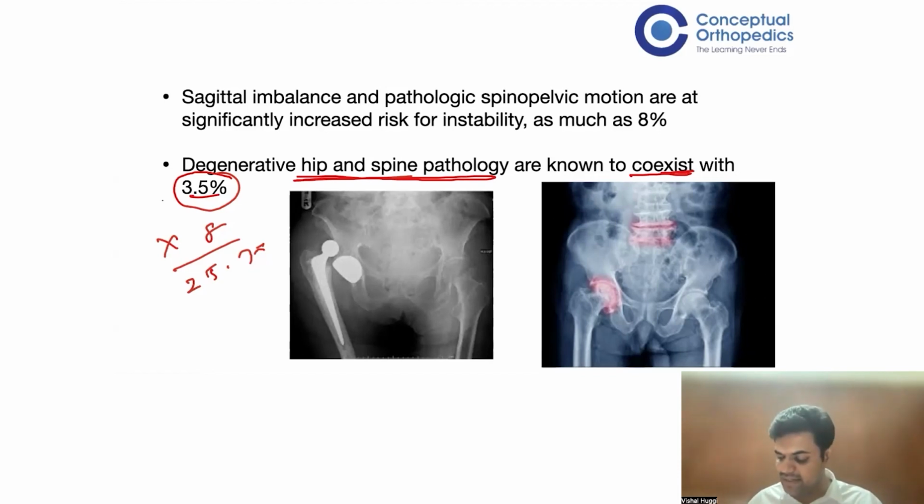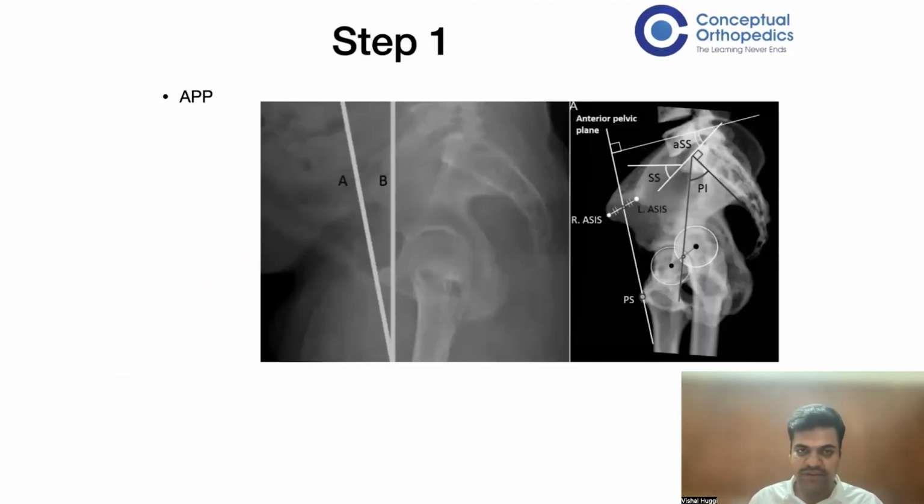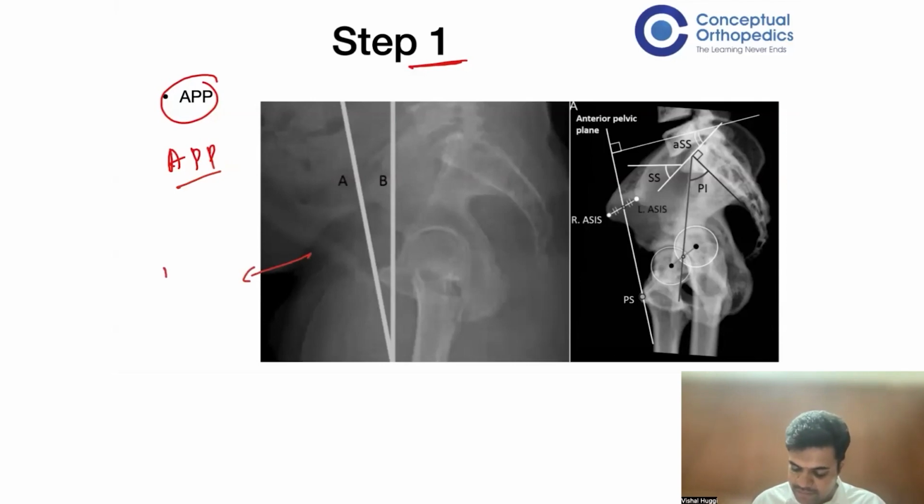So let us understand it step by step. Very simple, I made it very simple. First step, we call it the anterior pelvic plane. What is the anterior pelvic plane? This view is a lateral view, right?